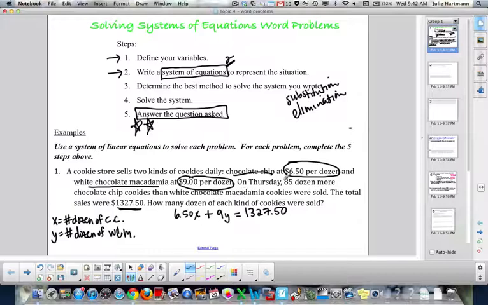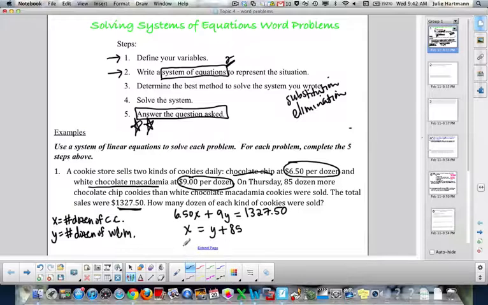The second equation: on Thursday, 85 dozen more chocolate chip than white chocolate macadamia cookies were sold. So 85 more chocolate chips, that means the number of dozen of chocolate chip equals the number of dozen of white chocolate plus 85. Okay, because 85 more chocolate chip cookies were sold, so the number of white chocolate macadamia plus 85 will give you the number of chocolate chip. Okay, so there's your system.